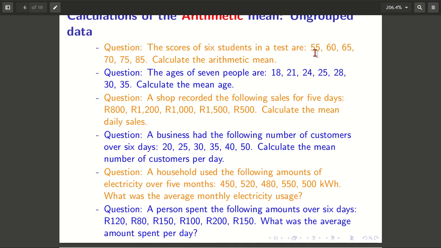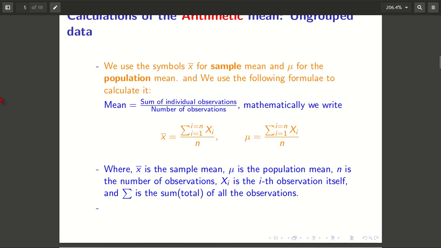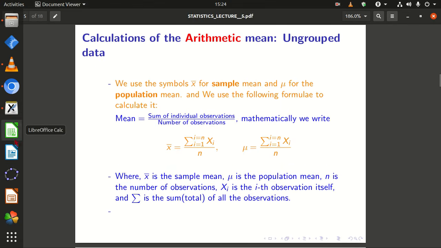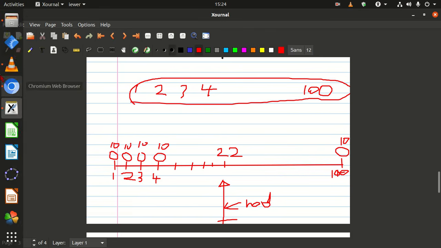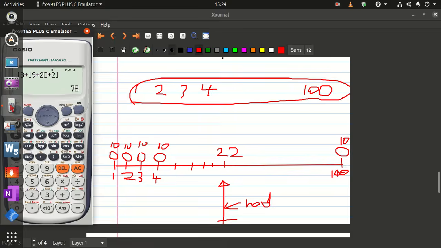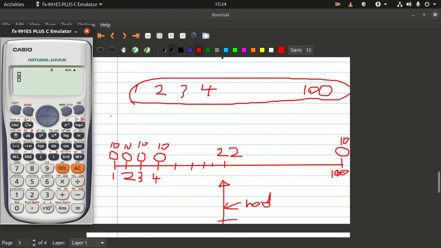Before we calculate this, let me just deal with this example here. There's this example that I was doing on the side here: 1, 2, 3, 4 and 100. Let's just do it right away. First I have to sum them up to find the mean. 1 plus 2 plus 3 plus 4 plus 100, and then divide by how many of these things. 1, 2, 3, 4, 5. We have 5 of them.